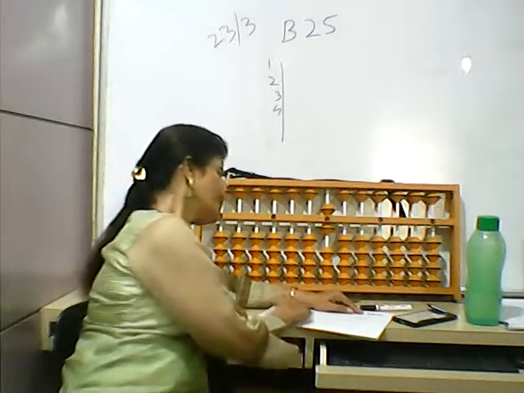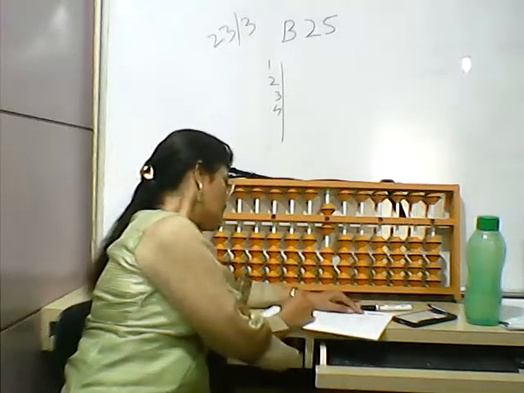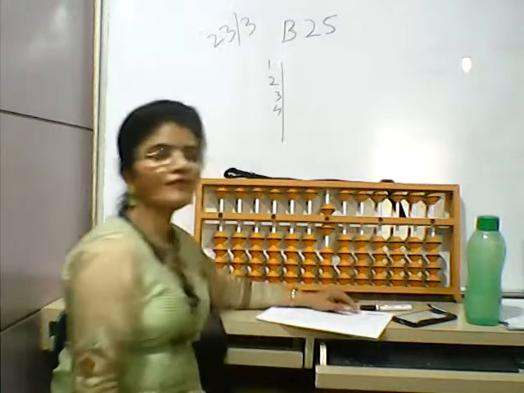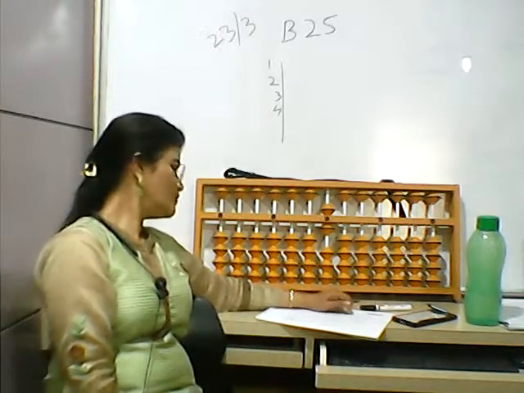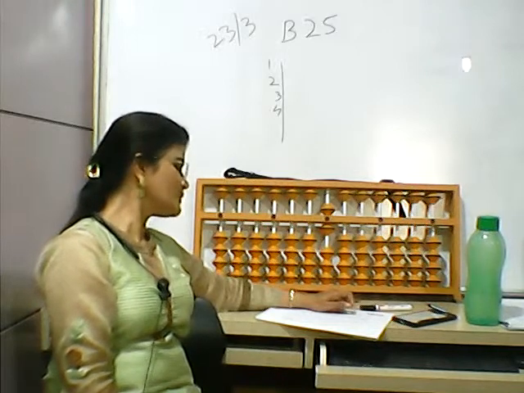Now, do the next row. Sum number 11 to sum number 20. Do it.